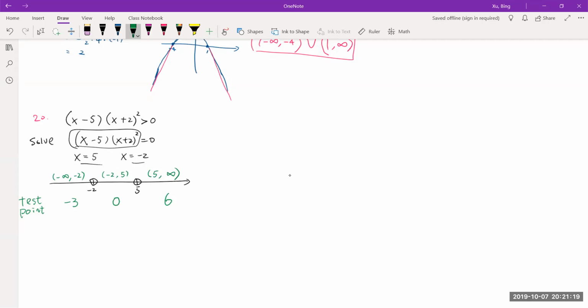Then I'm going to plug these 3 test points into the expression. Now I'm going to write this again: x minus 5 times x plus 2 squared, to see if each test point makes this expression positive or negative. Let me draw a little table here.